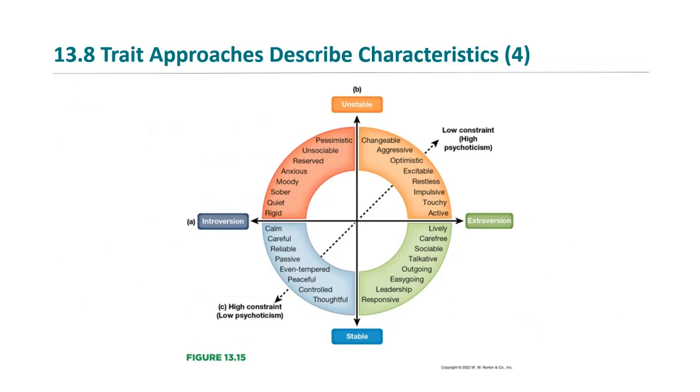Each of these aspects of personality, the extroversion, introversion, the neuroticism, stable versus unstable, and the psychoticism or constraint, can be traced back to a different biological cause. And this is why it's known as a biological trait theory. Each of these three major dimensions has a particular biological cause.